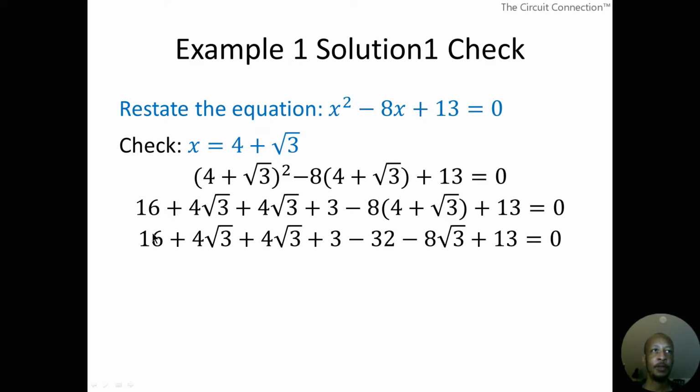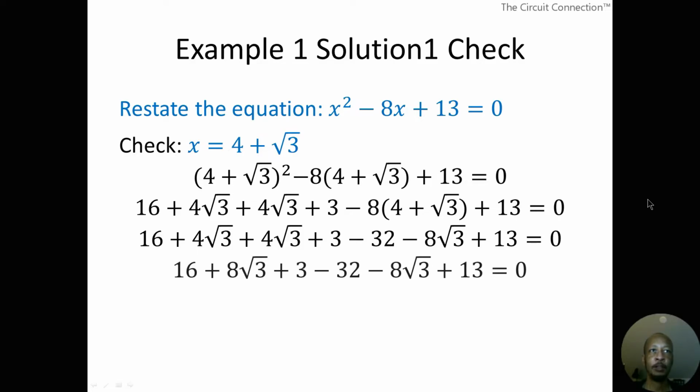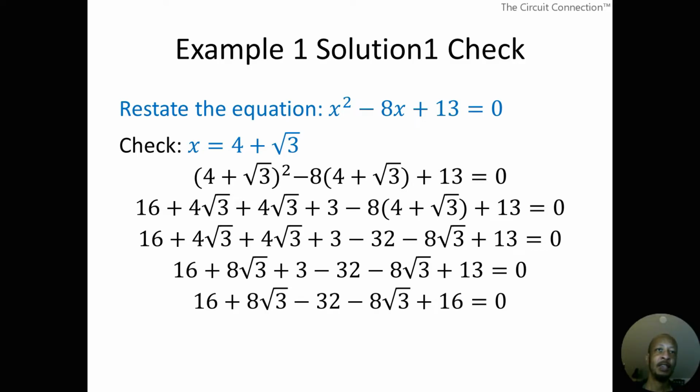Now this is totally expanded, and you add your like terms, and eventually that reduces to a form where it's easy to see that it equals 0. It's a positive 32 here, negative 32 there, positive 8 square root of 3 here, negative 8 square root of 3 there. When you add that all up, of course, it equals 0. So that initial check checks out just fine, and that has definitely been verified to be a solution of this equation.